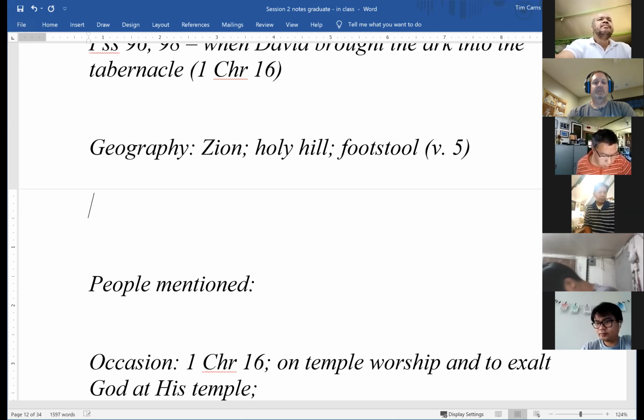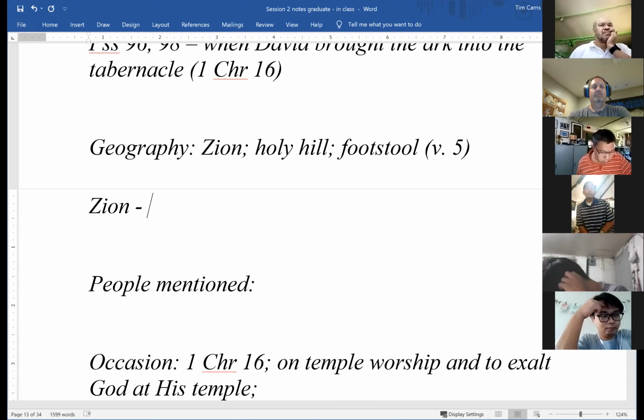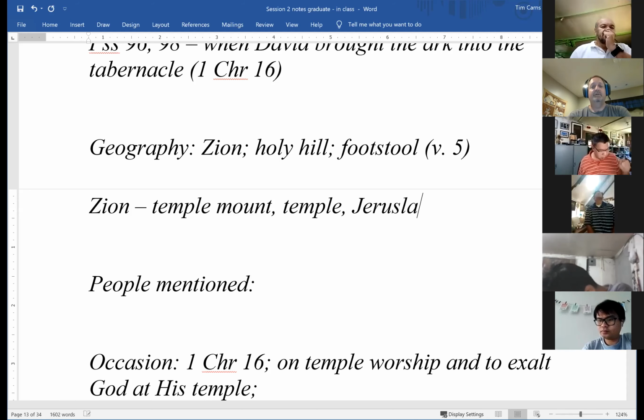Now, as we consider these, Zion, what we'd want to do normally is look up Zion and some cross references to it. But what is Zion? What place is that referring to? Temple Mount. Temple Mount, or the temple sometimes it's referenced to, or Jerusalem itself. It can be in reference to any of these. Now, in this passage, which one seems to be the most likely?